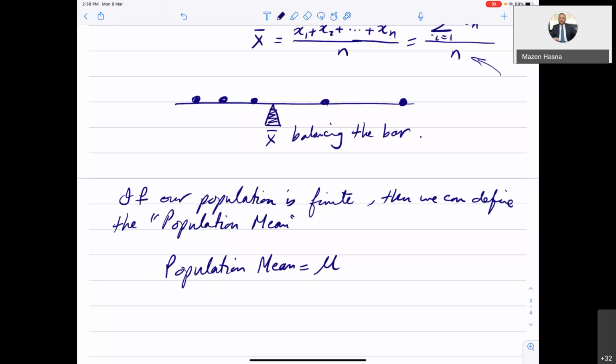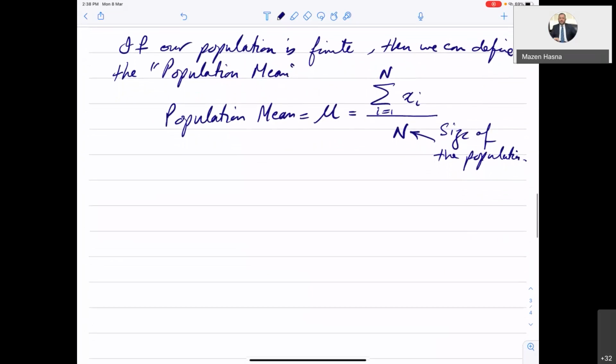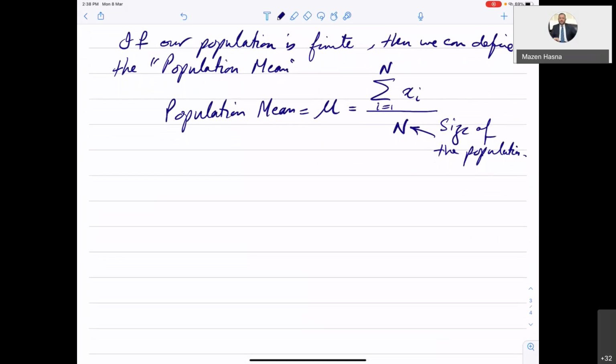Right. Population mean is simply, if you are able to do all the population, then you divide by capital N, where N is the size of the population. Like imagine you want to study the average weight of people of China or people on Earth. That's a huge population. Practically it's not infinite, but virtually it's really large that you cannot handle it.